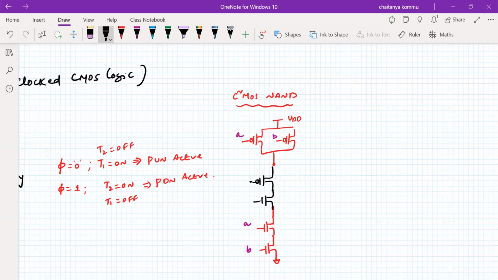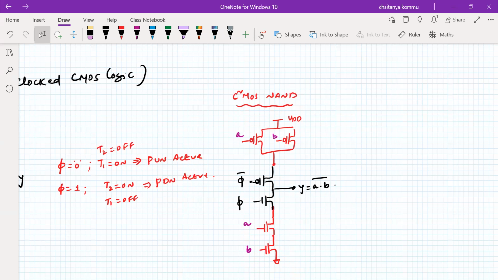This is called phi bar and this is phi. So you get an output Y, where Y equals (A dot B) whole bar. The operation is self-explanatory: just substitute phi equal to 0 and apply the A signal and B signal, then phi equal to 1, and see what happens. Very important, clocked CMOS logic supports cascading connection, but more transistors are required. This way we can generate the output without any ratios.